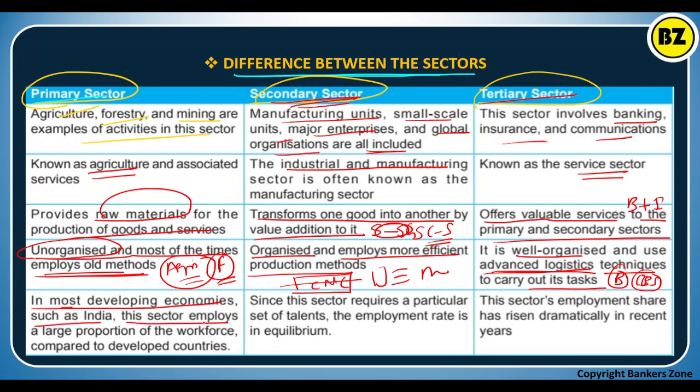This sector employs a large proportion of the workforce compared to developed countries. So in India we have a large workforce in this sector, because even though agriculture does not contribute the highest to the economy, employment is the highest in agriculture in India. Around 120 million people are directly employed in the agriculture sector, right? Since this sector requires a particular set of talent, and the employment rate is quite in equilibrium for the secondary.